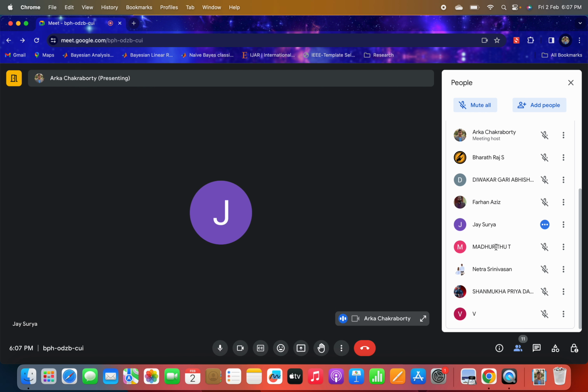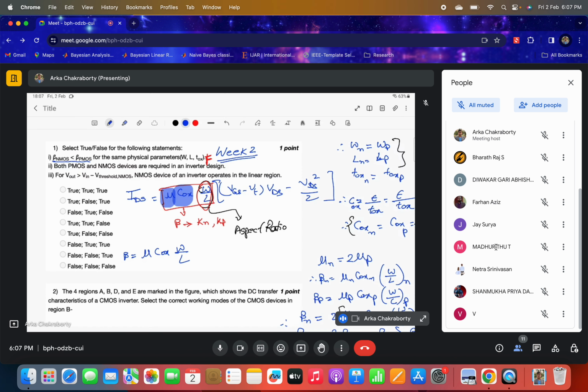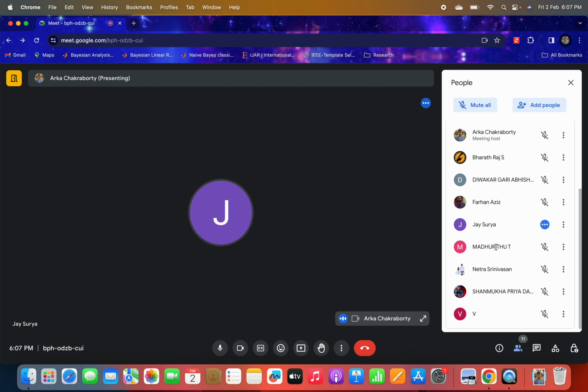Both are required. Okay, why are you saying that? Like, for example, one is required to pull down the output load capacitance to ground and one is required to pull up to VDD, right? So I need both PMOS and NMOS. That's what you are saying, right, Jai? Yes. Anyone else who wants to tell their views or any ideas?